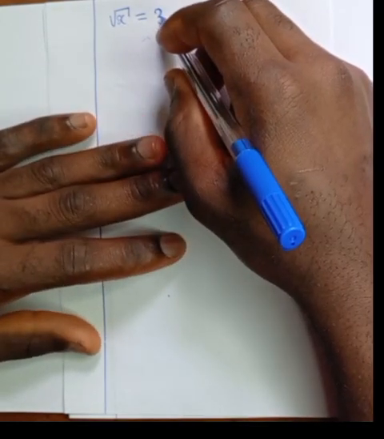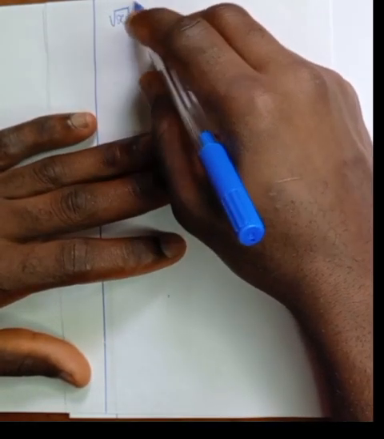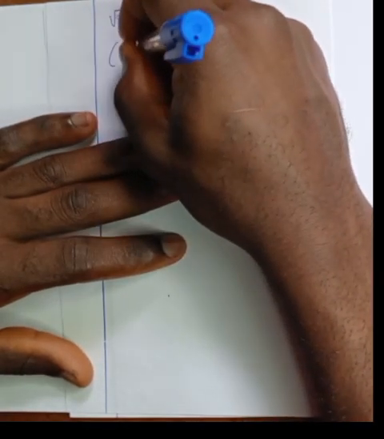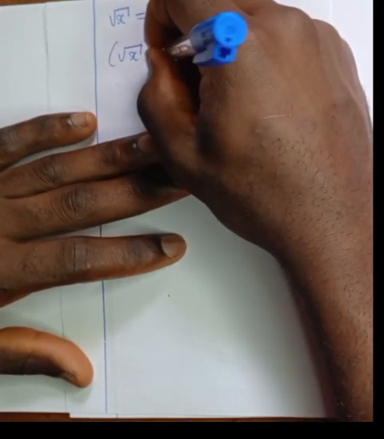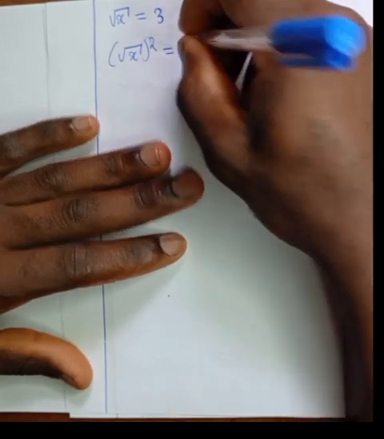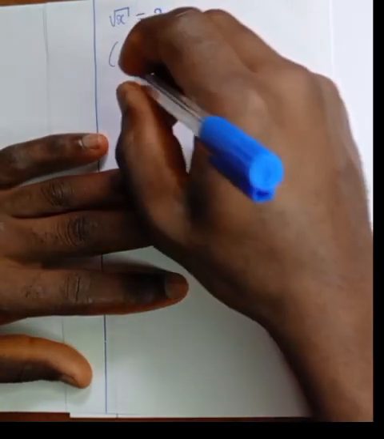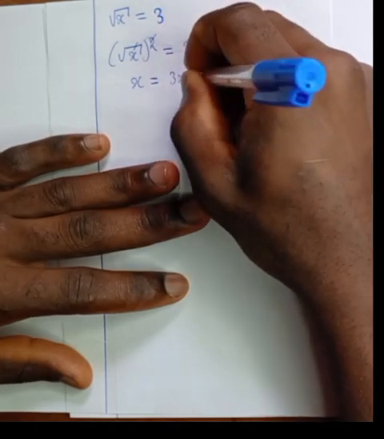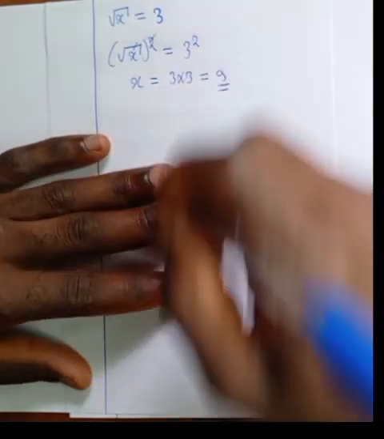For us to get the value of x, that means we need to remove this square root sign here. We are going to square both sides. This will be equal to 3 squared. We know this and this will cancel. X will simply be equal to 3 squared, which is 3 times 3 is equal to 9.